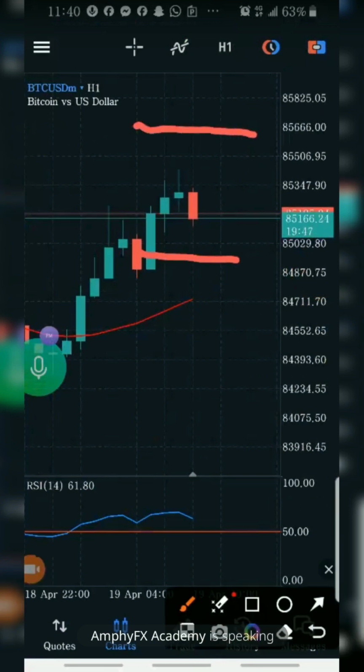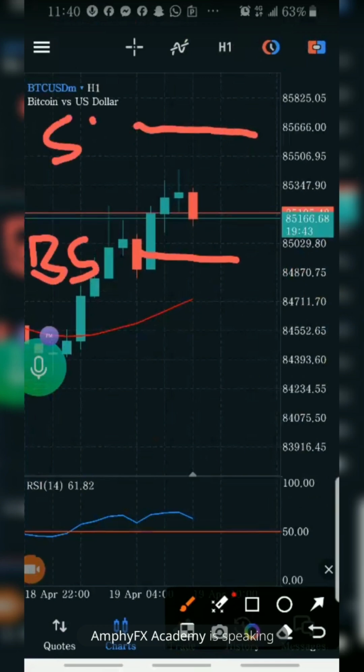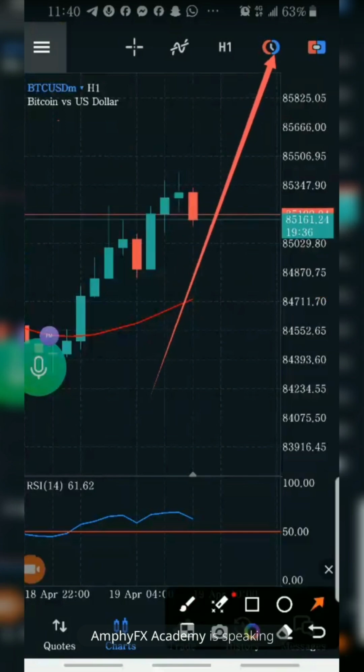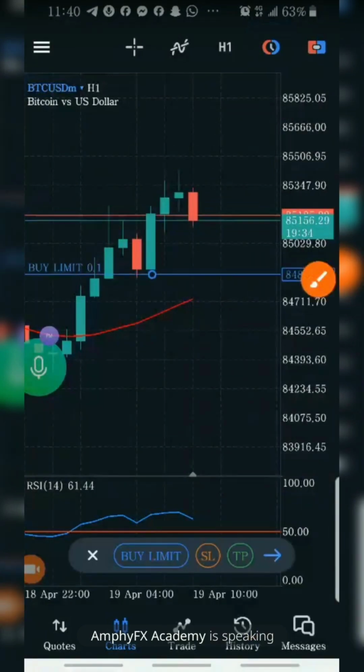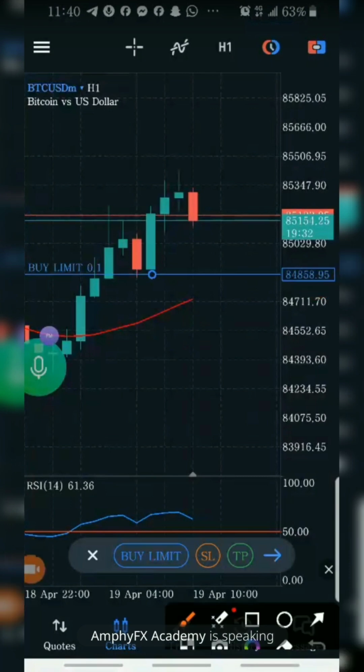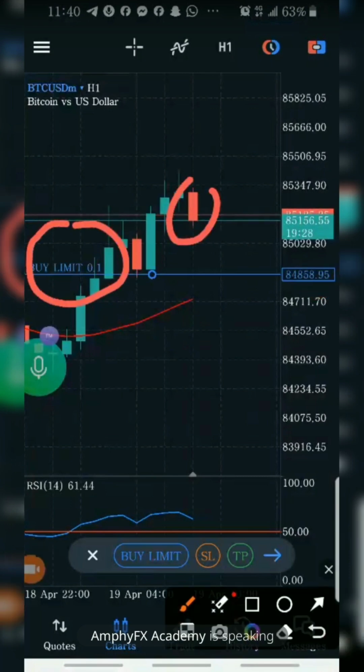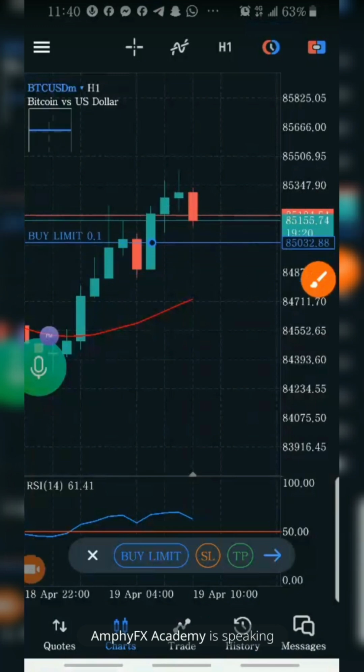Let's say this is buy stop. Now here, sell stop. Let's say I want to set a buy stop. I'll click on that button. This button. I'll click on it. You can see buy limit. It's already showing me buy limit since the price is below the current price. This is the current price. But it's showing me buy limit because it has to be below, right? I can drag this buy limit to any level I want.